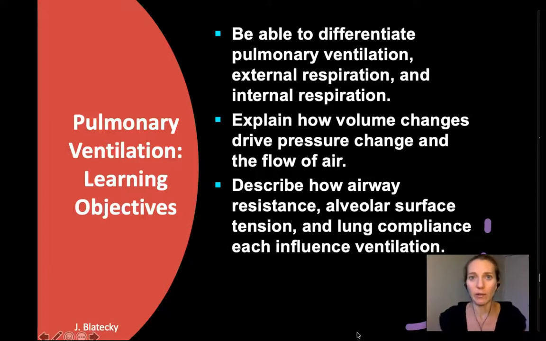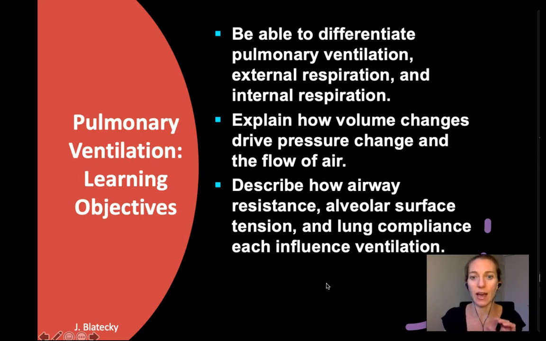So with this video on respiration, I'm primarily going to focus on a process called pulmonary ventilation. And I want to first distinguish that from external respiration and internal respiration. And then focusing in on pulmonary ventilation, I want to look at how volume changes drive pressure changes in the flow of air with our breathing, inhalation and exhalation.